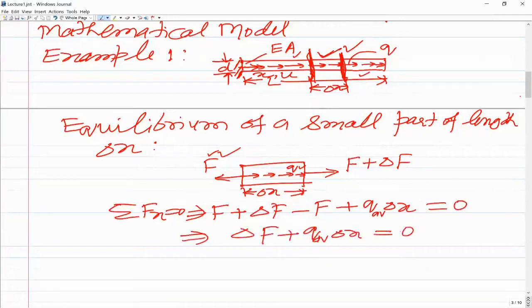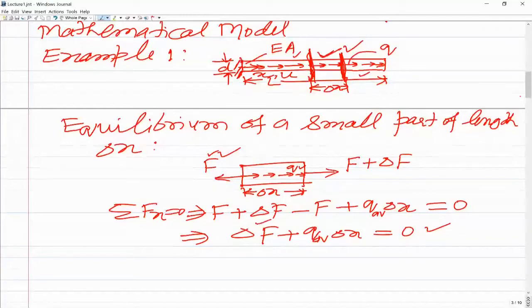Now we want to develop the governing differential equation at a point. So we are going to say that this delta x goes to 0, so that we get the equation at a point. But if we do that as it is, if delta x goes to 0, then the left section and the right section would be at the same location. So delta F will go to 0, delta x would be going to 0, so it would be 0 equal to 0. That would be a trivial equation.